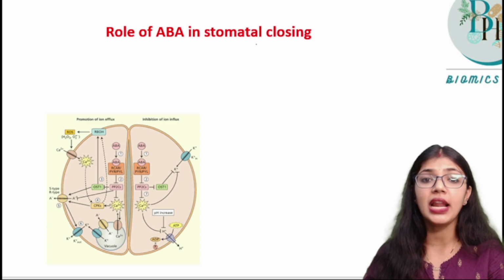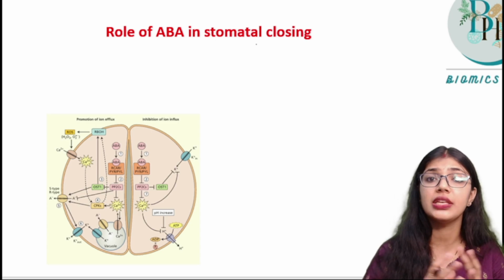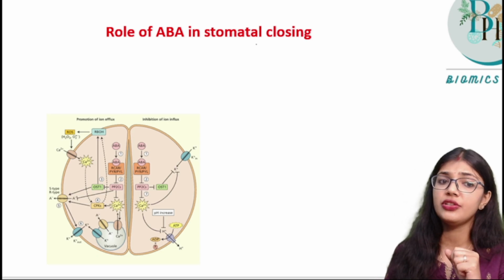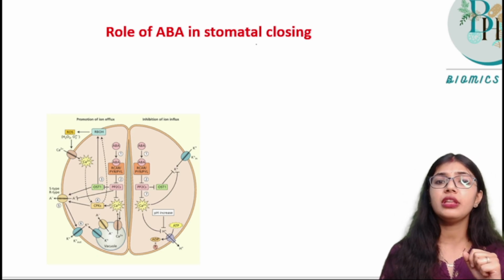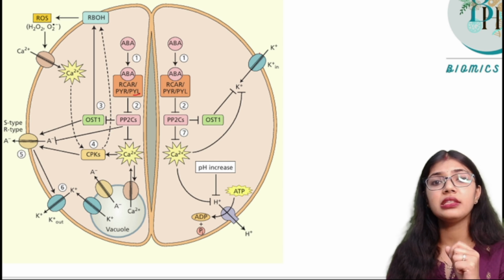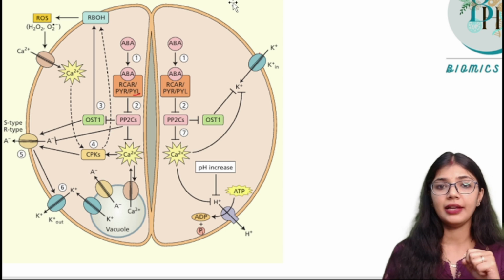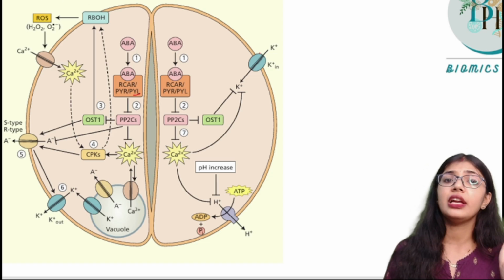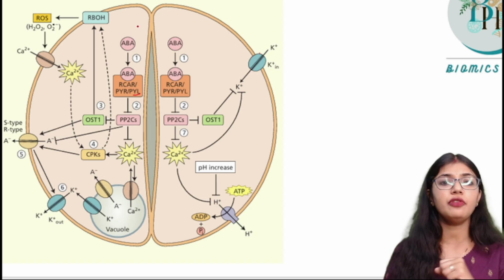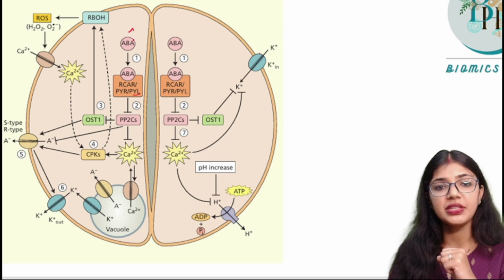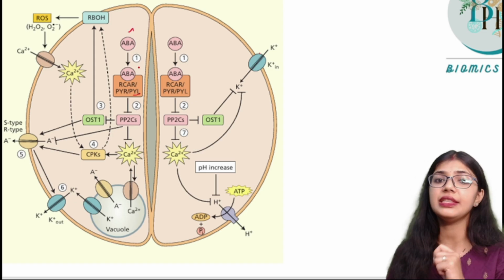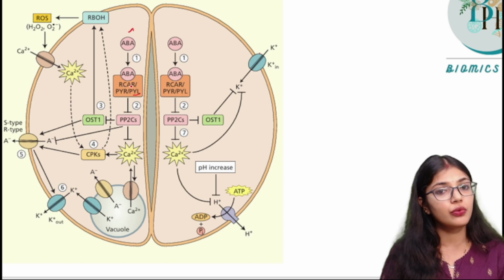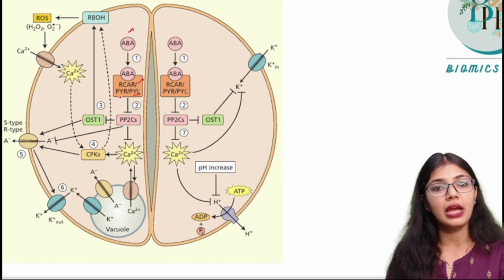So let us understand how the process of stomatal closing takes place in the presence of the phytohormone abscisic acid during the drought condition. What happens during the drought condition? There is synthesis of abscisic acid in the plant, and it is controlling the stomatal closure. Here we can see that the abscisic acid is present. When the abscisic acid is present, it comes and binds with its receptor, which is known as RCAR, PYR and PYL.